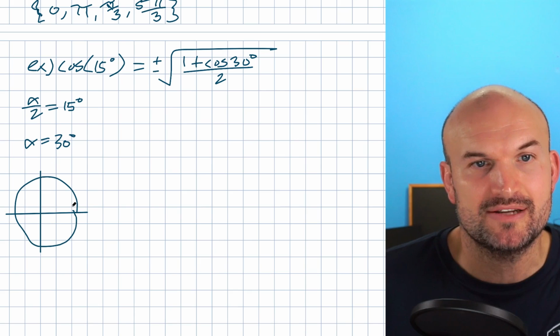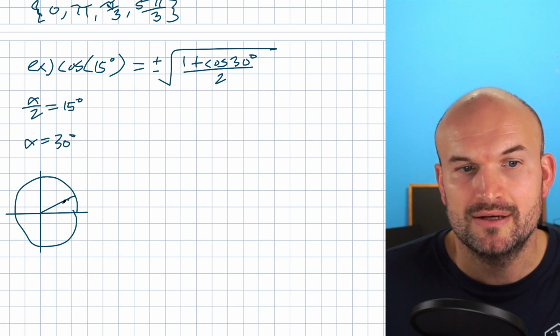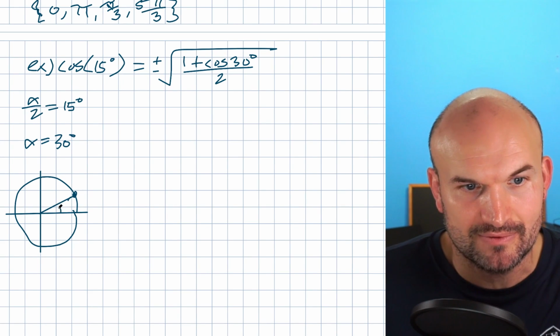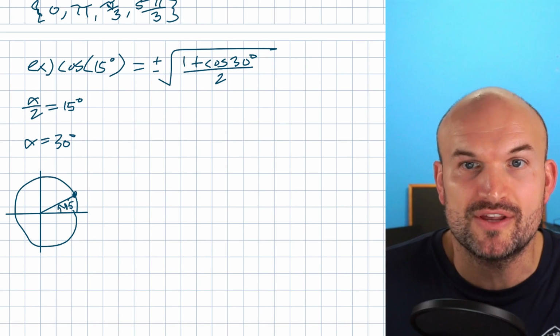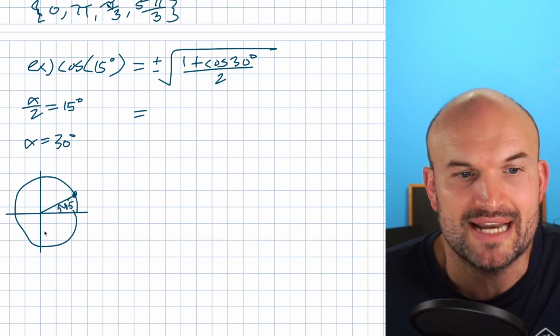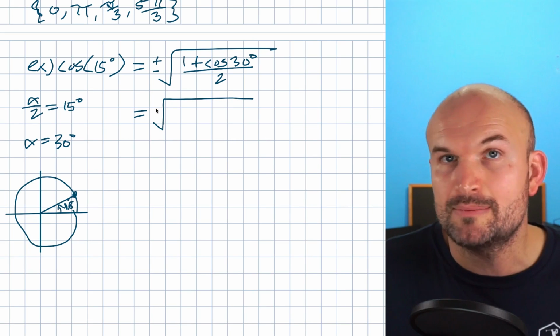If you look at this half angle, which is 15 degrees, that is in the first quadrant, right? So whatever the answer for 15 degrees is, we know we're going to have a positive answer. So rather than using the plus or minus, I'm just going to include the positive answer because there is no negative answer for 15 degrees. So now let's go ahead and simplify this. We have only the positive version.